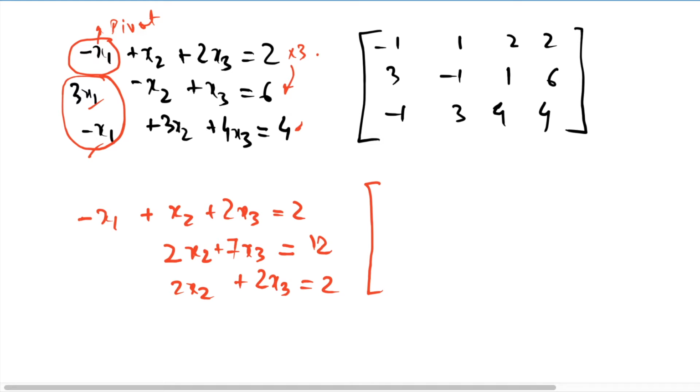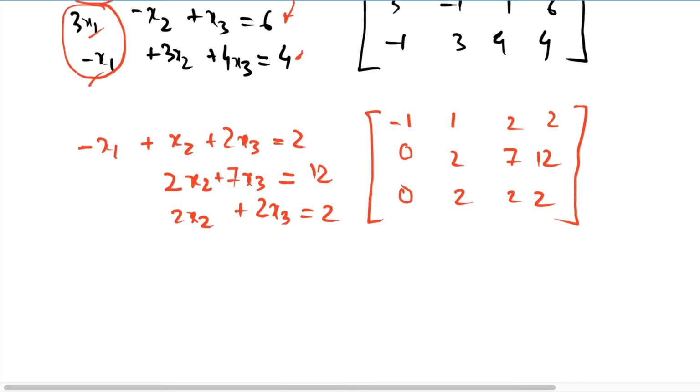And let's write the augmented matrix here. So it's minus 1, 1, 2, 2, and now here it will be zeros, right, because we have gotten rid of all the x1s. So 0, 0, and then this will be 2, 7, 12, and this will be 2, 2, 2. Okay.